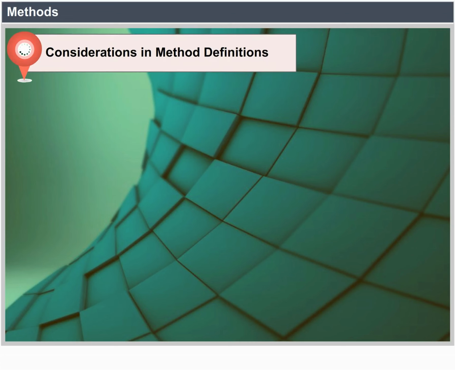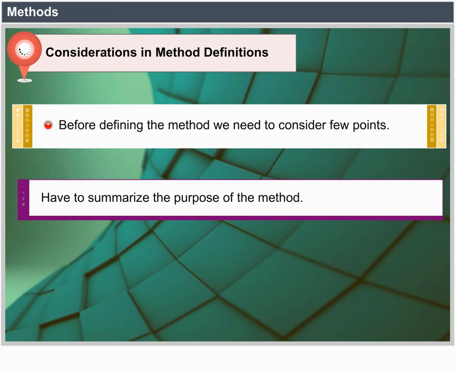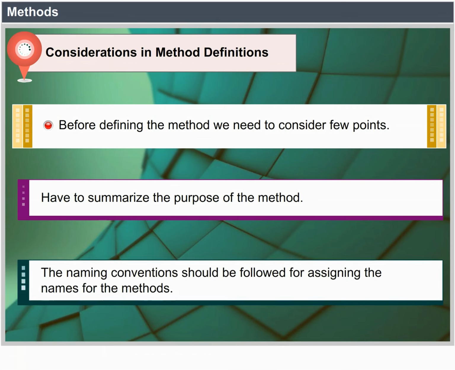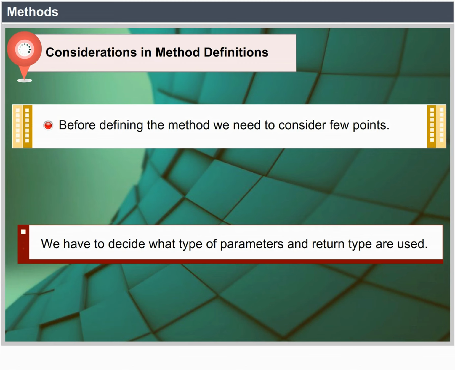Consideration in method definitions. Before defining the method, we need to consider a few points. We have to summarize the purpose of the method. The naming conventions should be followed for assigning the names for the methods. We have to decide what type of parameters and return types are used.